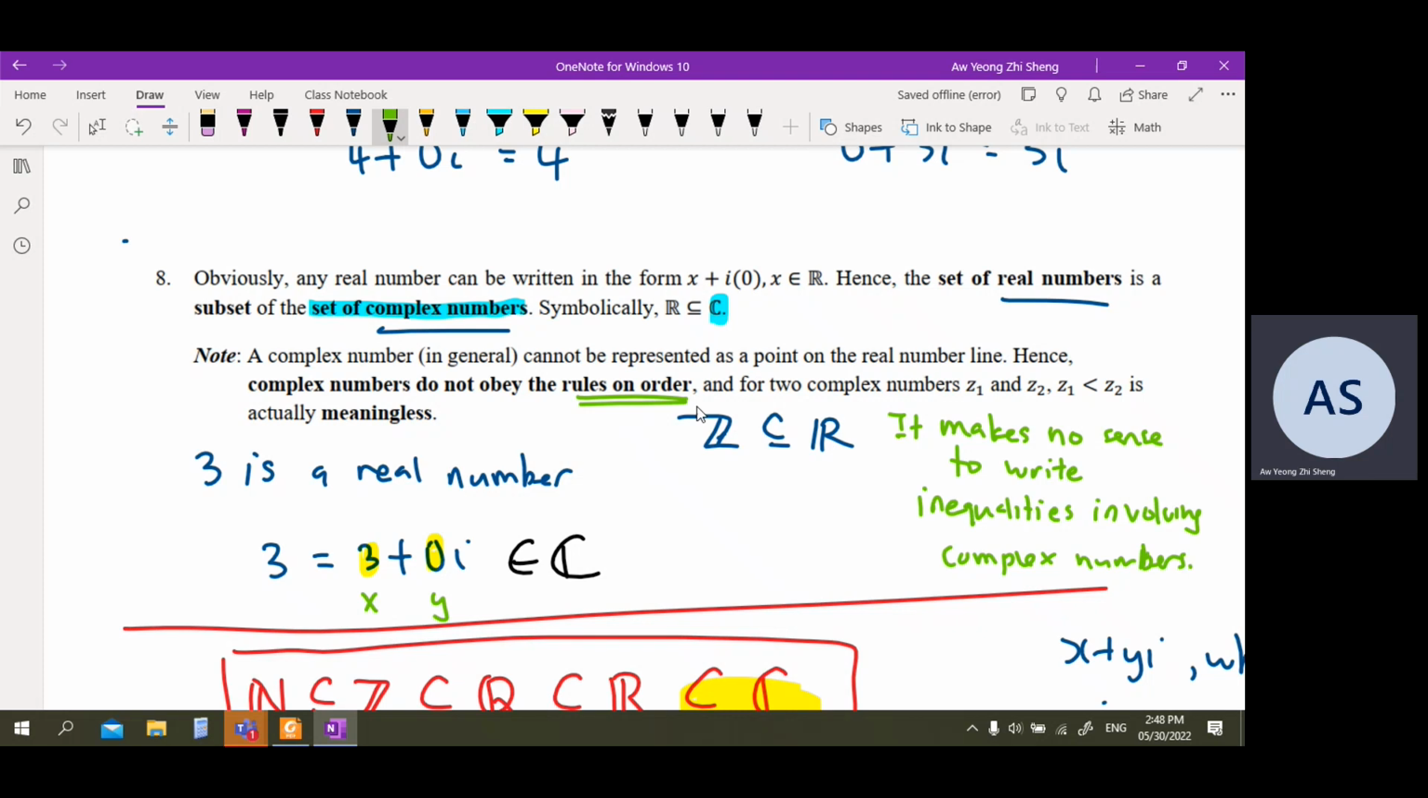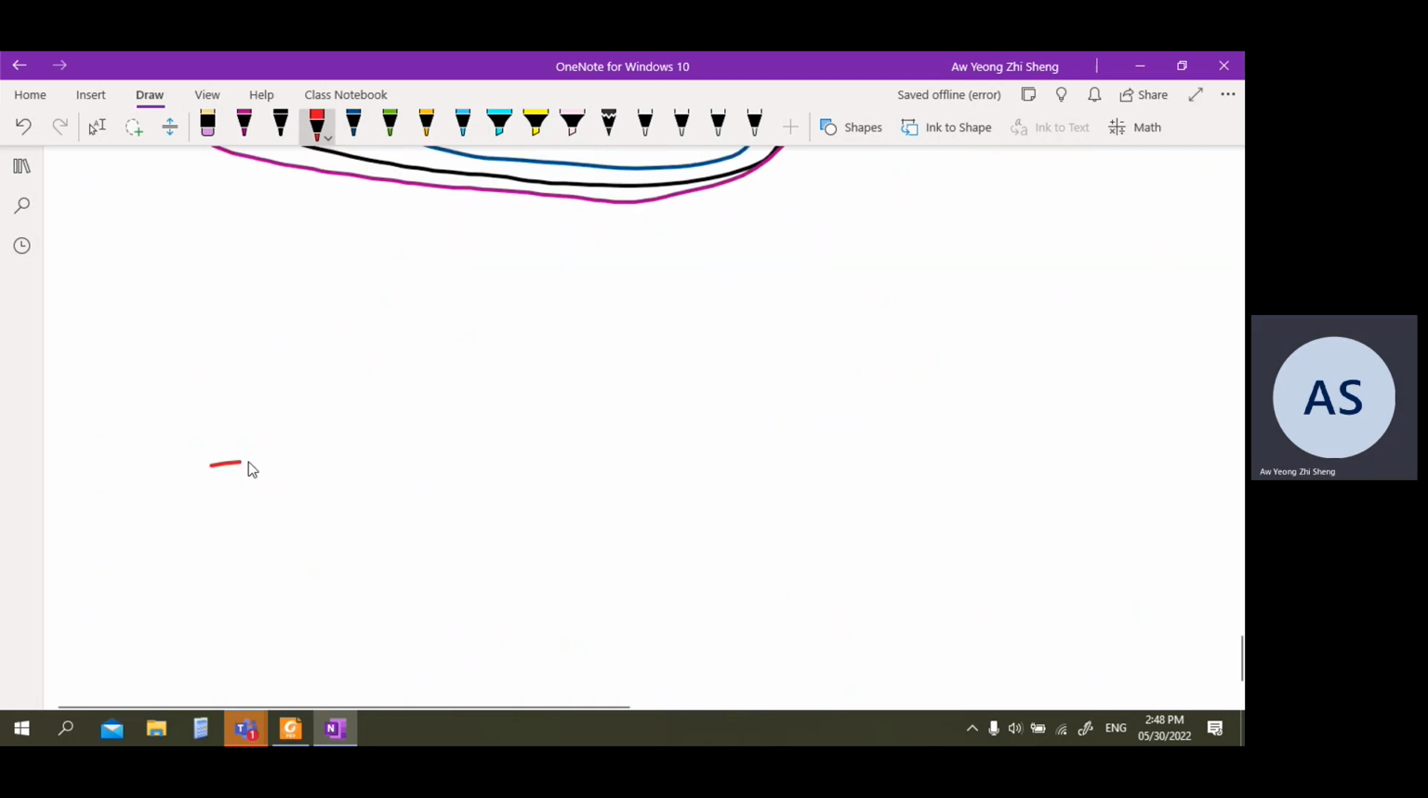Recall that when we consider real numbers, it is always possible to compare between two real numbers and say that one number is larger than the other. For example, if you want to compare the number 3 with 4, we know 4 is on the right of 3, so we say 4 is greater than 3. Or in other words, 3 is less than 4. Because we can always visualize each real number as a point on the number line, and the one that's on the right must be the larger one.